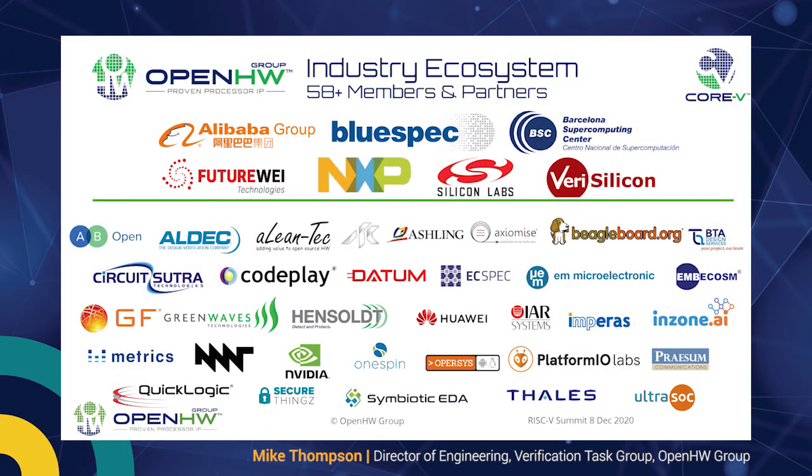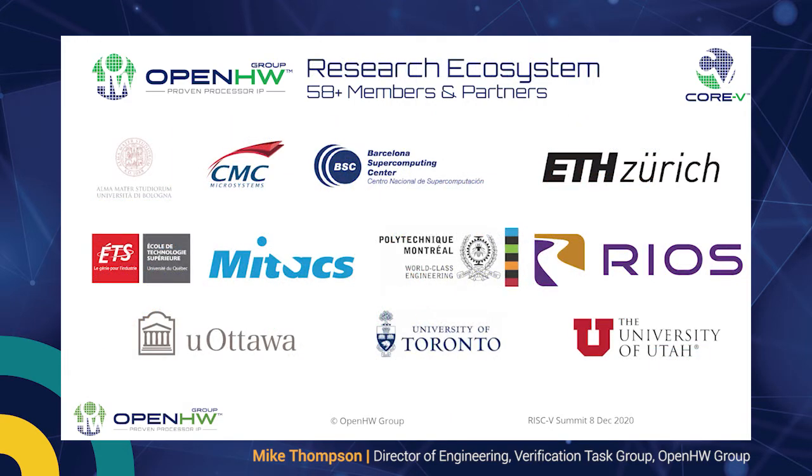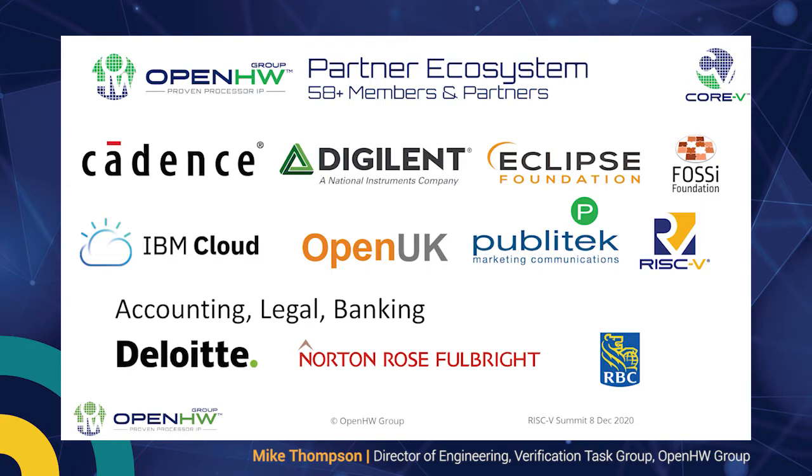Speaking of the industry ecosystem and our members, these are a bunch of logos that we have for our members and partners. You'll recognize a lot of these. These are organizations that are silicon vendors, design services vendors, EDA tool vendors. We've also got a strong ecosystem from the research community. A lot of organizations you'll recognize here if you've been involved in RISC-V for any amount of time. This is where a lot of the real innovation comes from.